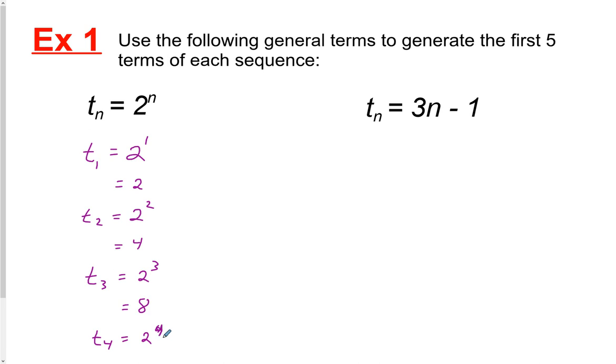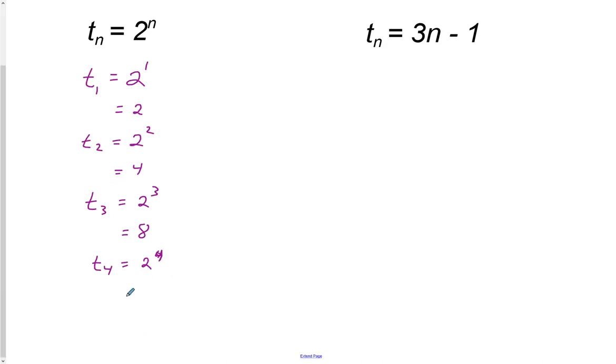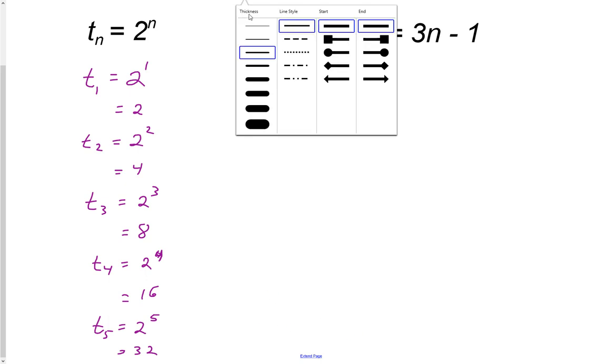2 to the power 4, and so that's going to be 16. And our fifth term, T5, is going to be 2 to the power 5, and that'll be 32. So the first 5 terms that we've got are 2, 4, 8, 16, and 32. Those are the first 5 terms that we've got in this sequence.